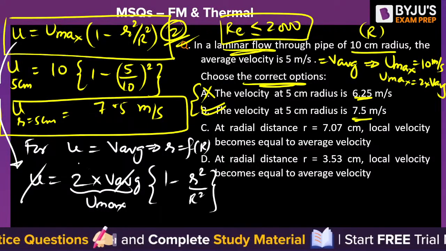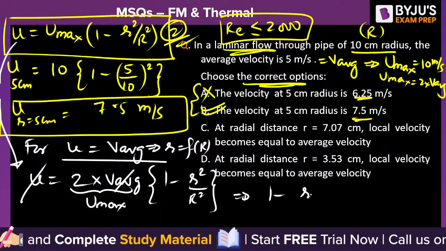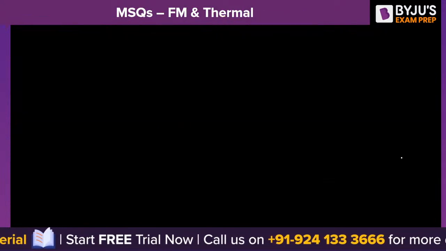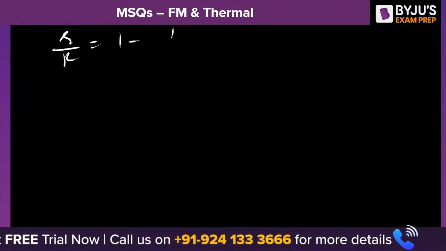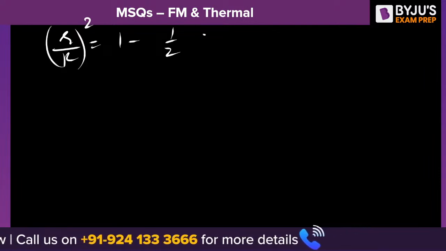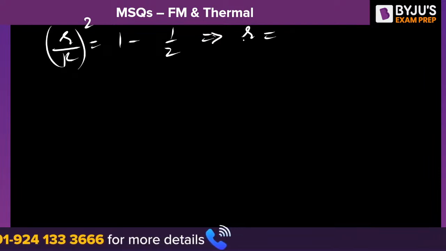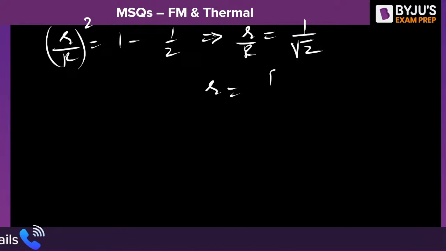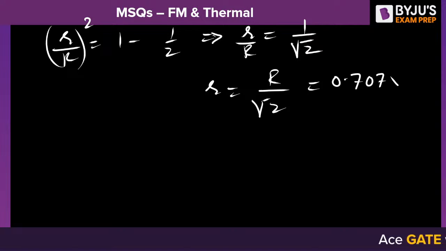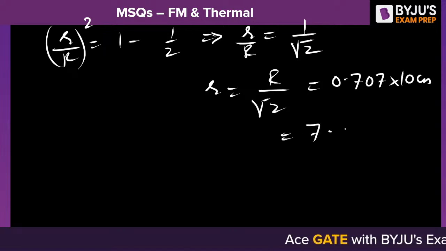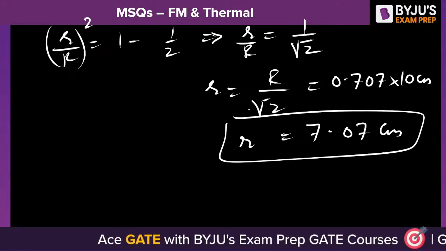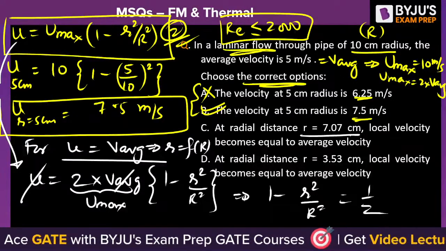So if U is equal to V average, we can say 1 minus r square by capital R square is equal to 1 by 2, or we can say r by capital R is equal to 1 by root 2. So r is equal to capital R by root 2. In centimeter, 1 by root 2 is 0.707 into 10 centimeters, so it will be 7.07 centimeter. At a radial location of 7.07 centimeter, the local velocity and the average velocity become equal.